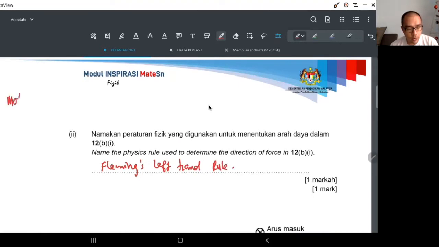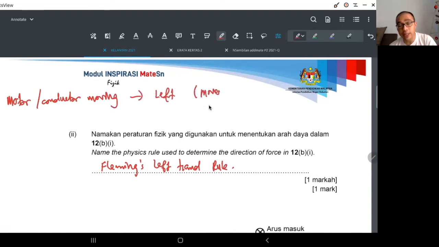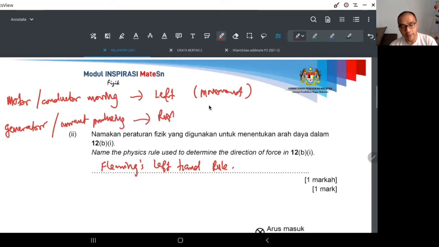Okay, remember, motor. Okay, conductor moving, is left hand. Because movement, you're providing a movement. Okay, if it is a generator, or current produced, when you're producing current, this is right hand rule, Fleming's right hand rule, because you are producing current. So remind yourself, left hand is produce movement, right hand is produce current. Okay, so that will help you to decide, because the three fingers are the same, FBI, it's always the same, force, magnetic field, current. Okay, it's just that the different hand tells you the different things that it's producing. Left hand produces movement, right hand produces current.